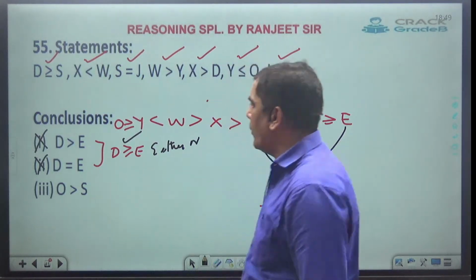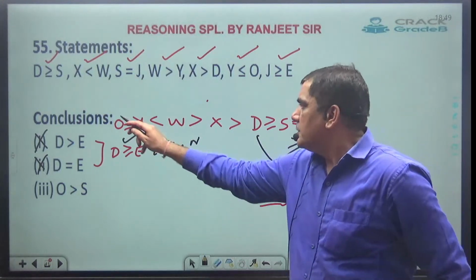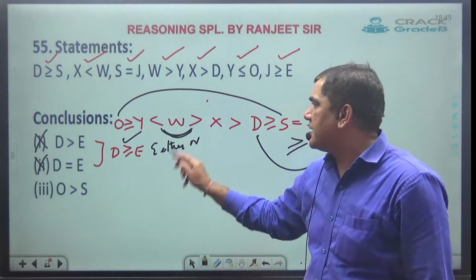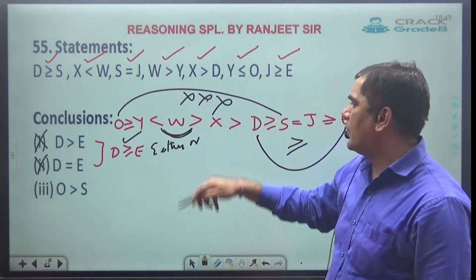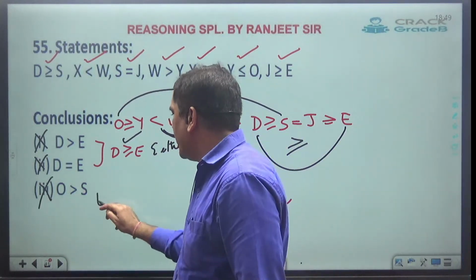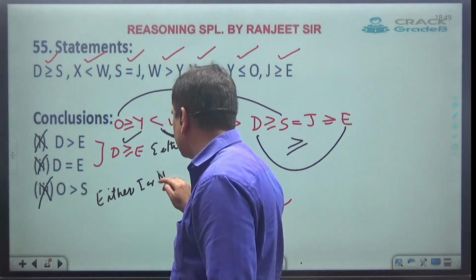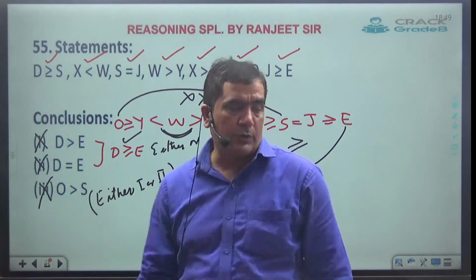Let's take the third one, O and S. What can I say about O and S? Just see, both the faces have come, which means no relation. Wrong. So the answer should be either one or two. Clear?